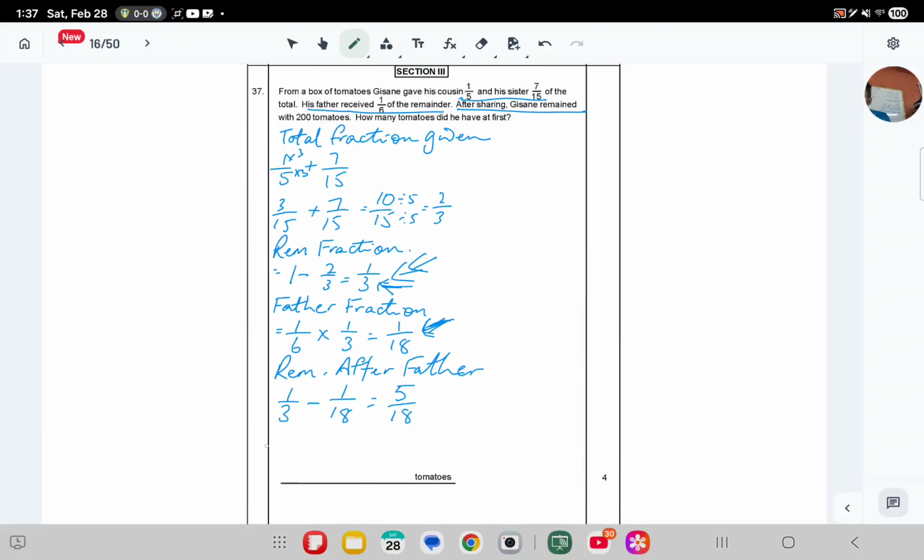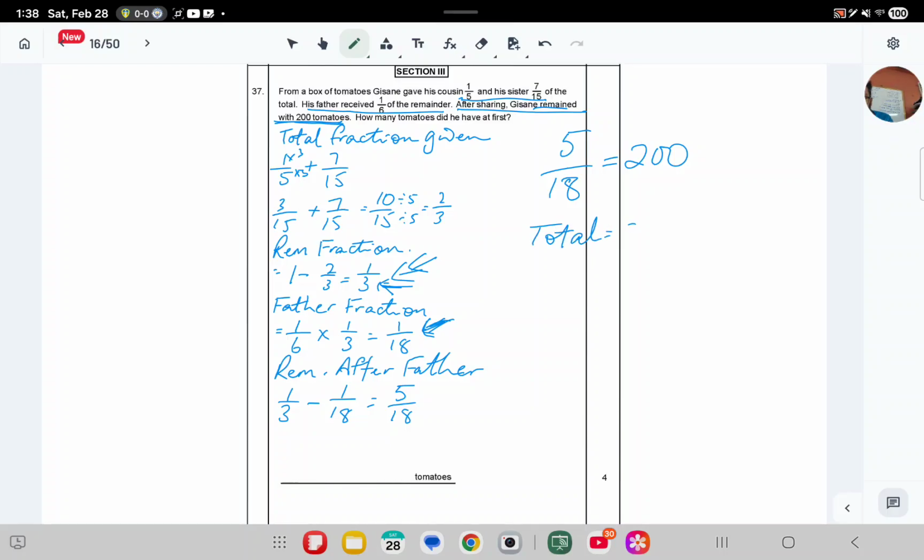Alright, same thing again, multiple of the other, so we make the same denominator and subtract. So we know now that the remaining fraction is 5/18. So we know 5/18 is equal to, they said, 200 tomatoes remained. So we know 5/18 is equal to 200. So now that we know the quantity given and the fraction it is equal to, we can calculate the total.